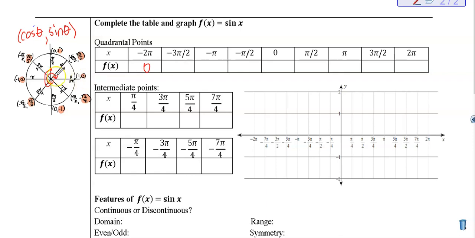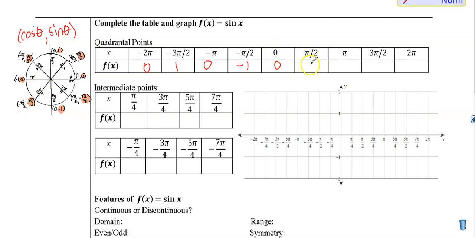Negative square root of 3 over 2. I'm right here. It's positive 1. The sine of negative 3 pi over 2 is positive 1. Let's go back to negative pi. What's the sine of negative pi? 0. What's the sine of negative pi over 2, or negative 90 degrees? Negative 1. And then back to 0. The sine of 0 is 0.